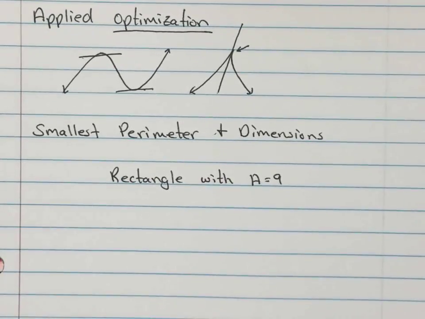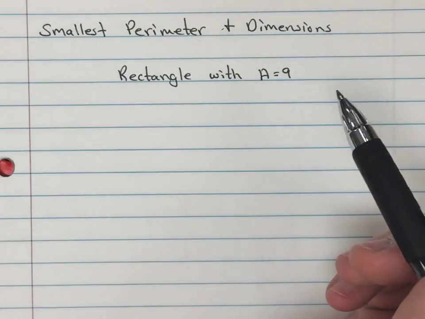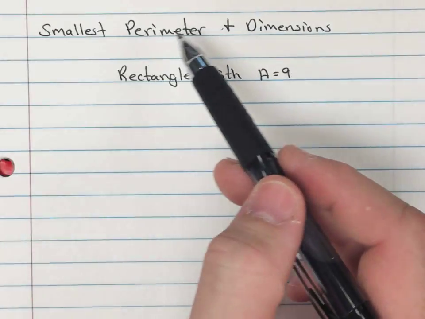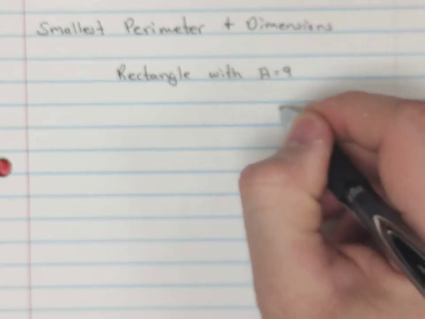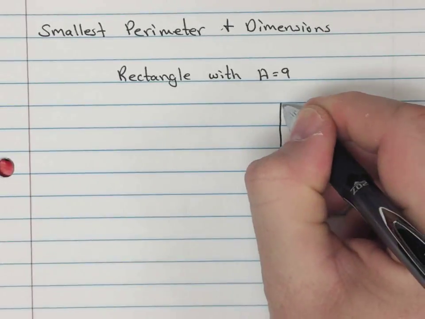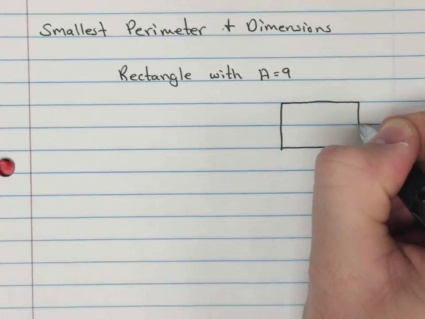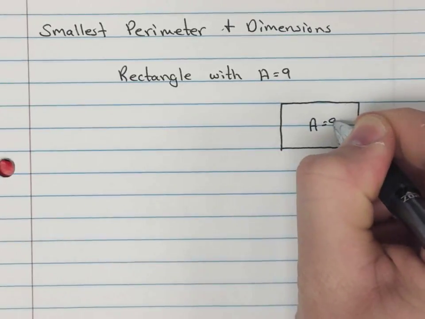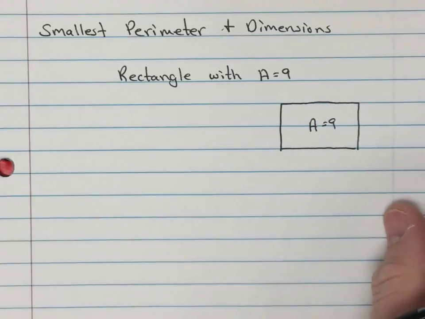Okay, we're going to start out with an easier problem. We've got a rectangle that has an area of 9, and we want the smallest perimeter possible, or the smallest dimensions possible. First thing on these problems, you can start out by drawing pictures just to get an idea of what you're looking for. You've got a rectangle with an area of 9. You want to somehow figure out which rectangle is going to have the smallest perimeter possible if it's got this area.